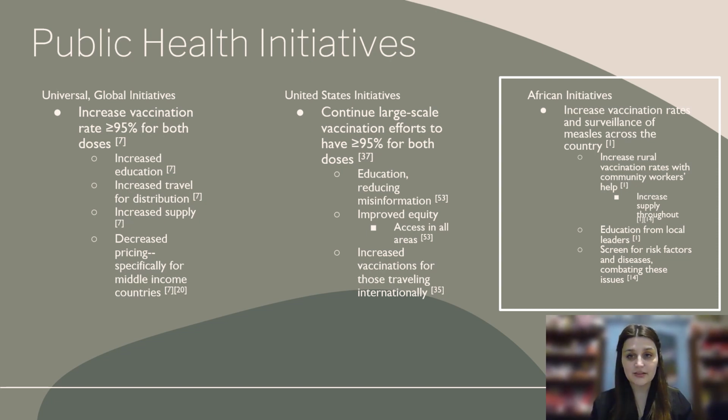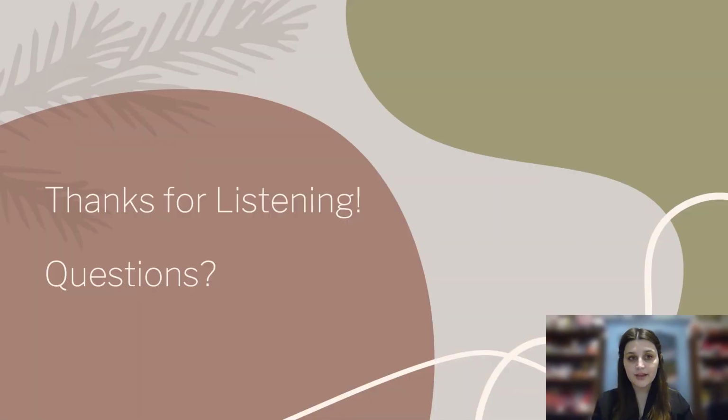To increase the vaccination rates, there is a desire to increase the supply to rural areas with the help of volunteers and employ local leaders in educating the general public on the safety of vaccines. To decrease measles in general, they want to screen for risk factors such as vitamin A deficiency and combat these as well. Thank you for listening to this brief presentation on measles.